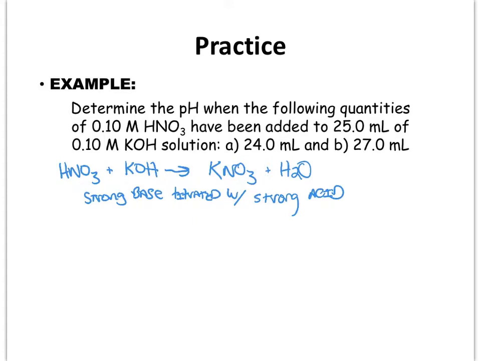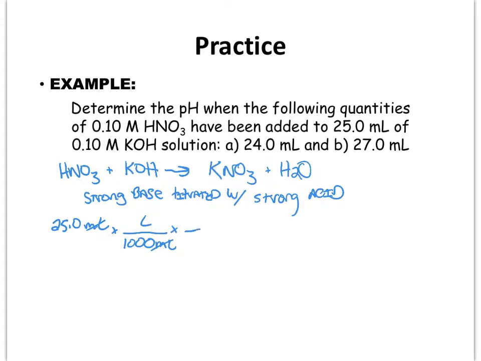So the first thing we need to do here in order to figure this out, we have to figure out how many moles of base we actually started with here. So in this particular problem, there's 25 milliliters of the KOH, and we can convert that to liters here. All right, there's 1,000 mL for every liter. Our milliliters cancel.